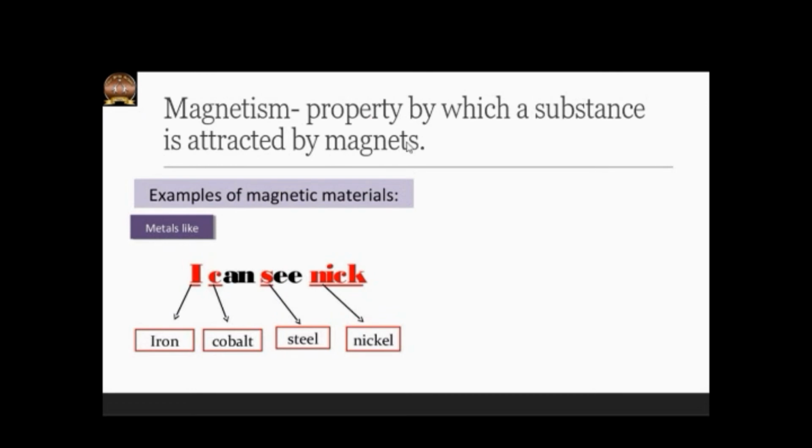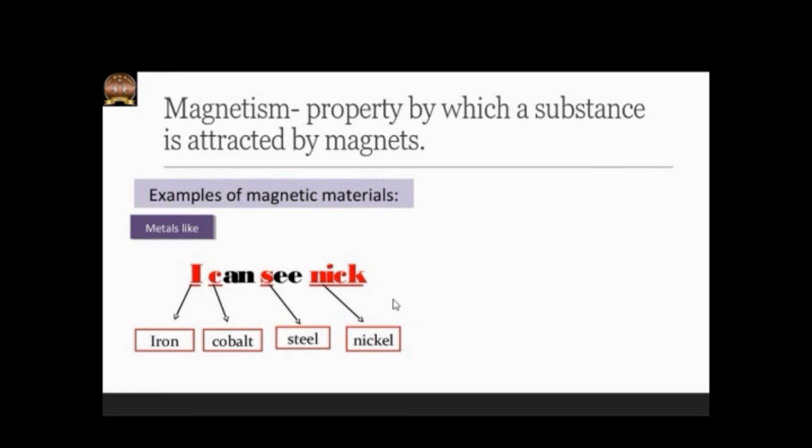Now let us learn more about the property of magnetism. I'm sure that you're all familiar with magnets and what they do. Well, the property of magnetism is a property by which a substance is attracted by magnets. You must have noticed that magnets do not attract all kinds of substances around you. Examples of substances that are magnetic and are attracted by magnets are iron, cobalt, steel, and nickel.